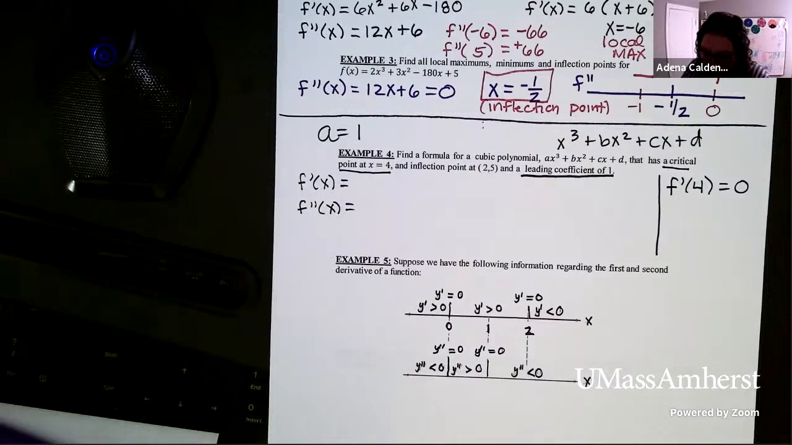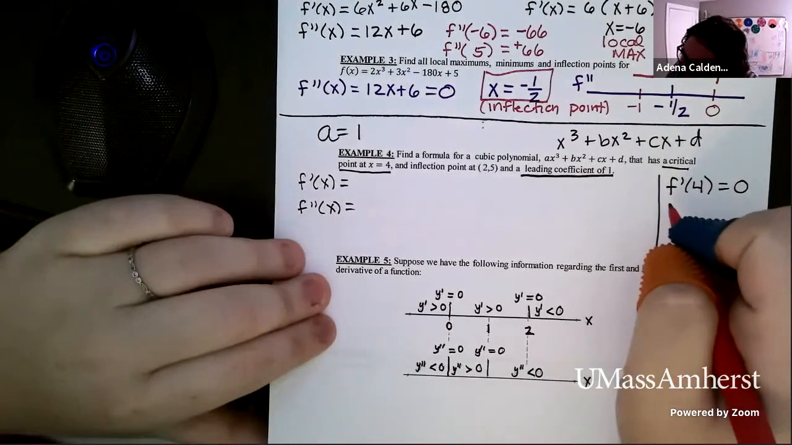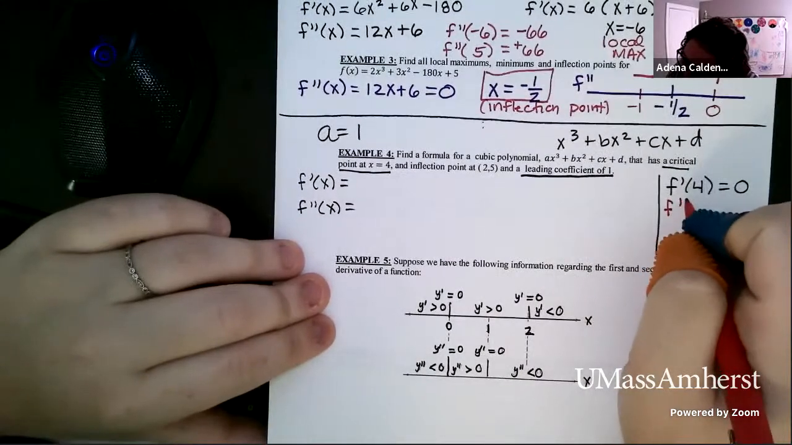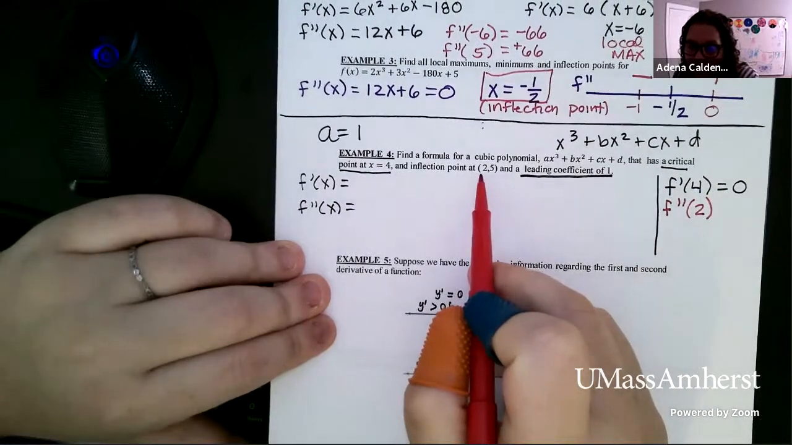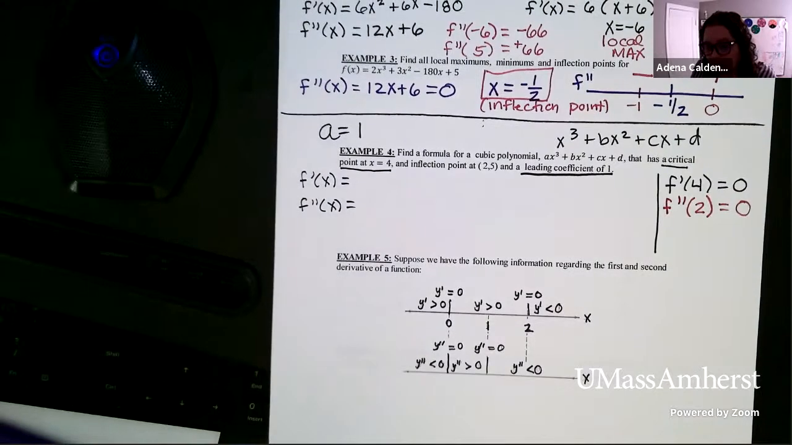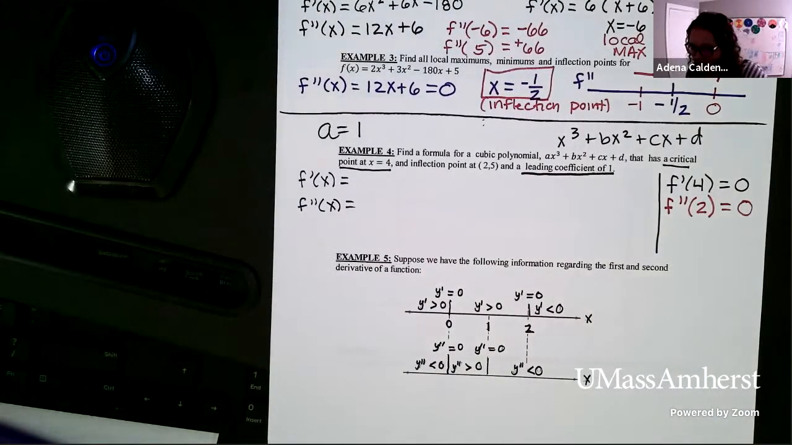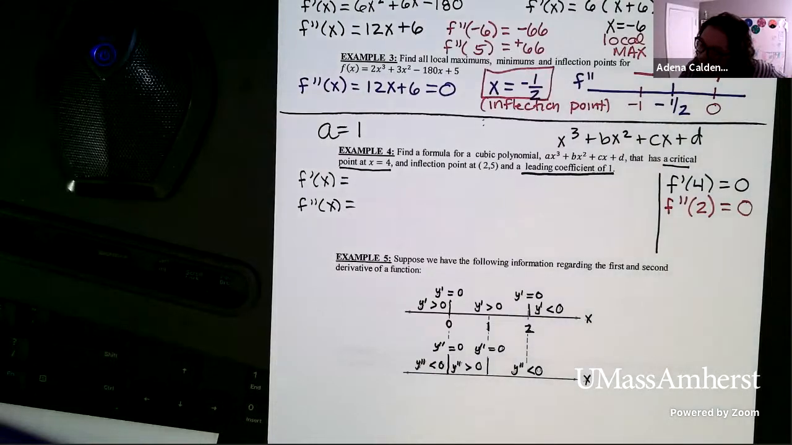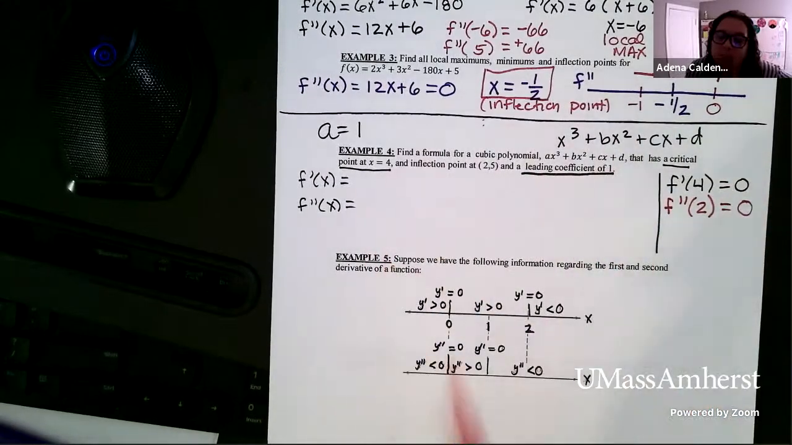We also know that we have an inflection point at 2, 5. Now 2, 5 is the location on the original function. What I can take from that, however, is that the second derivative at x equals 2 has to be 0. Because if you know there's an inflection point there, then that tells you the second derivative has to be 0, right? Not the other way around. So these are the two pieces of information that we have from this setup.